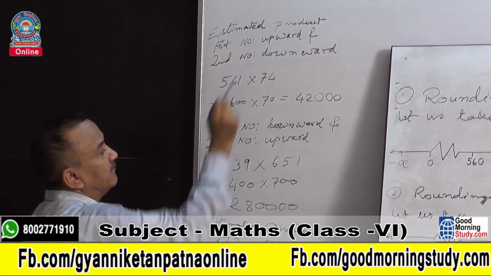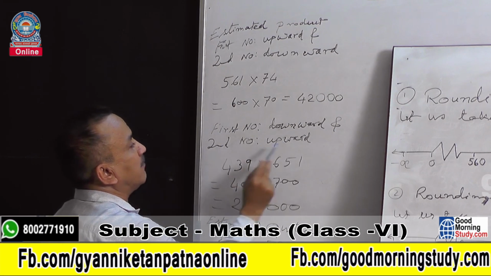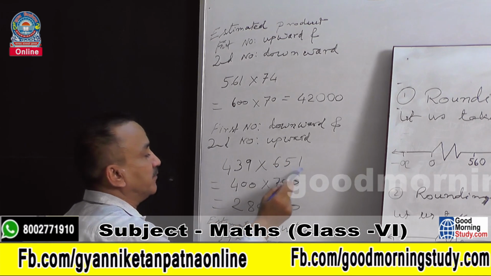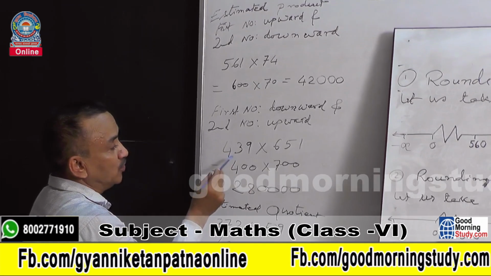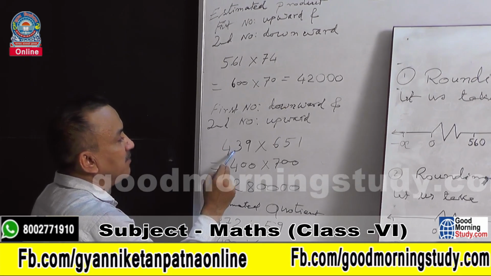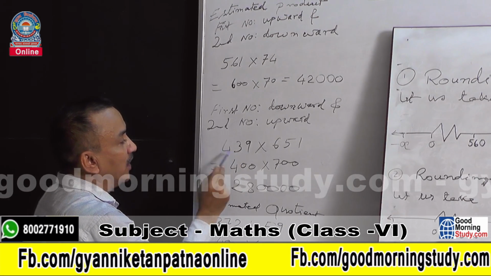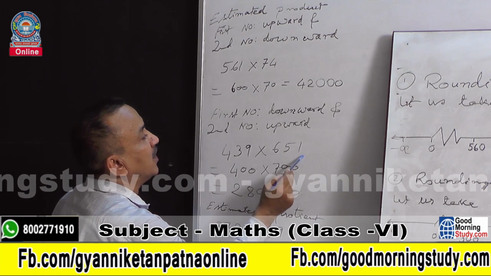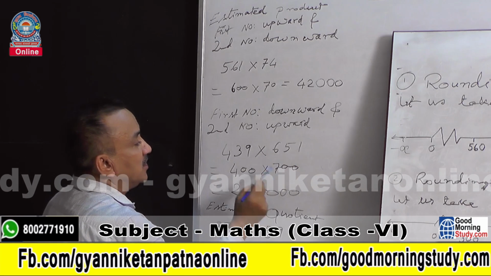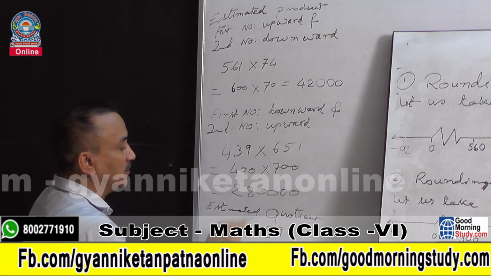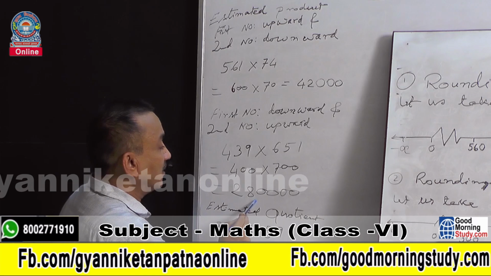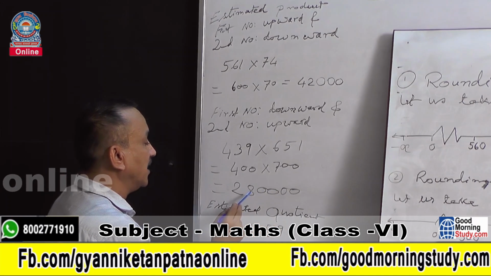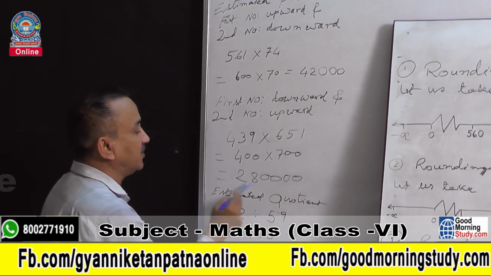If you do the product, we will get 42,000. Now the reverse: first number downward and second number upward. Suppose 439 and 651. The first number is to be made downward. So 439, the nearest 100 is 400, and 651 is to be made upward, it will be 700. Now you do the product, you will get 28,000. That means you need 10,000 and lakhs, 2,80,000 will be the result.